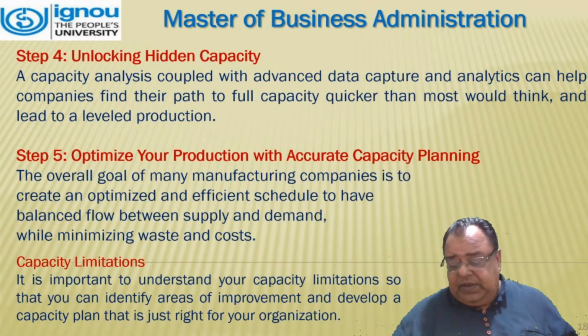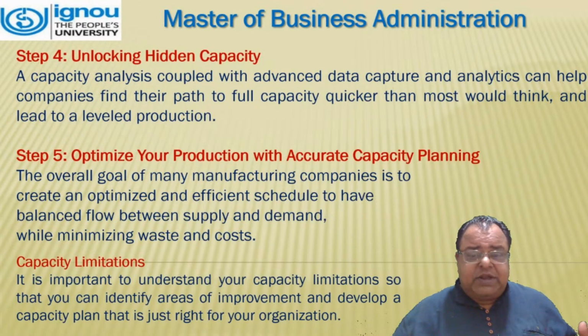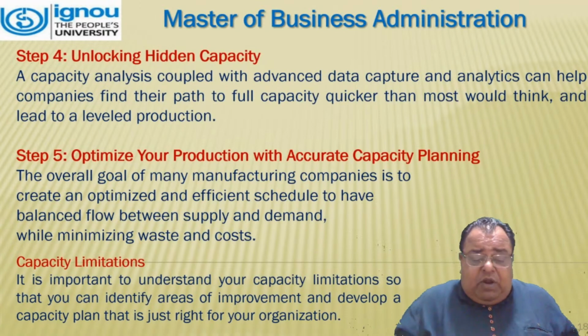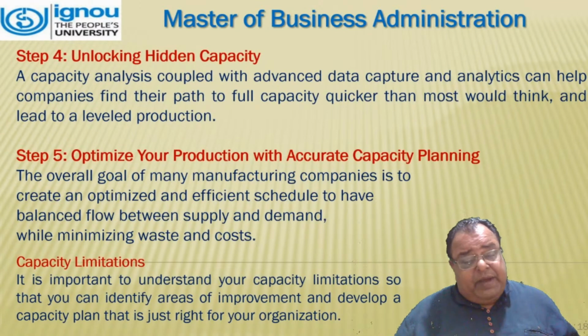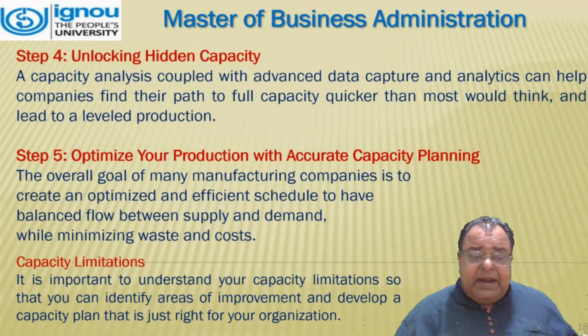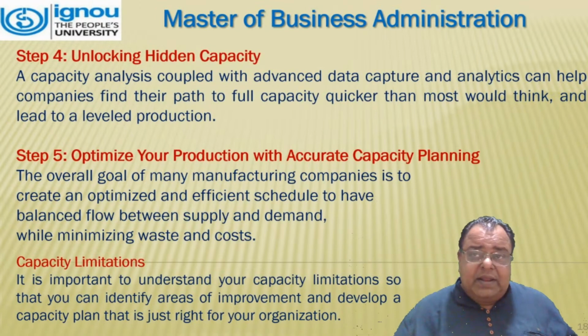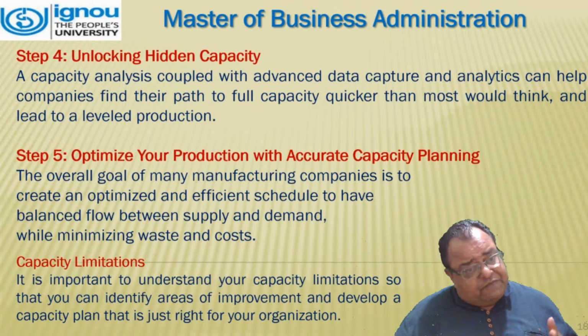Step 5, optimize your production with accurate capacity planning. The overall goal of many manufacturing companies is to create an optimized and efficient schedule to have balanced flow between supply and demand while minimizing the wastage in terms of cost.